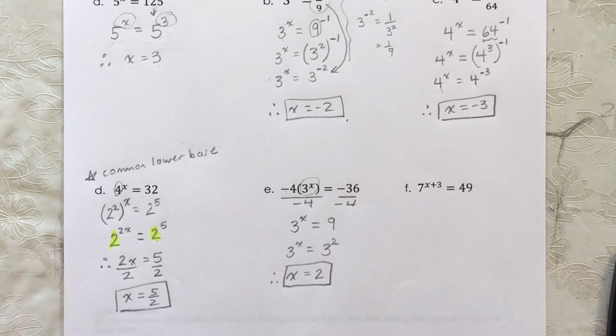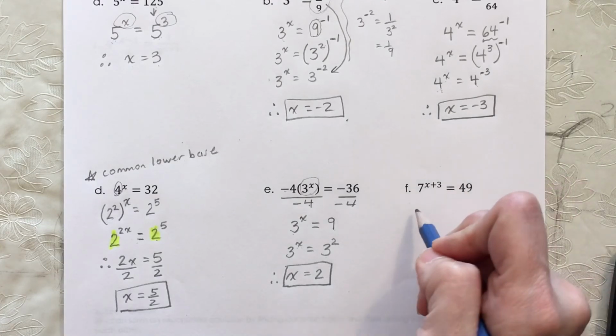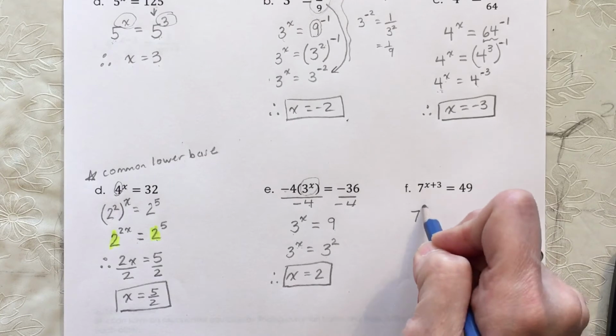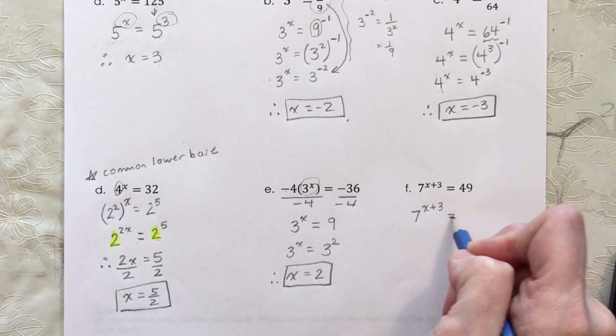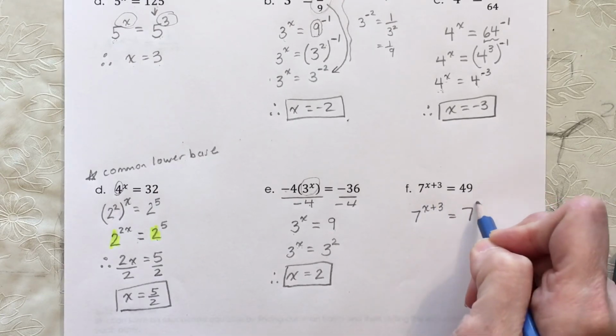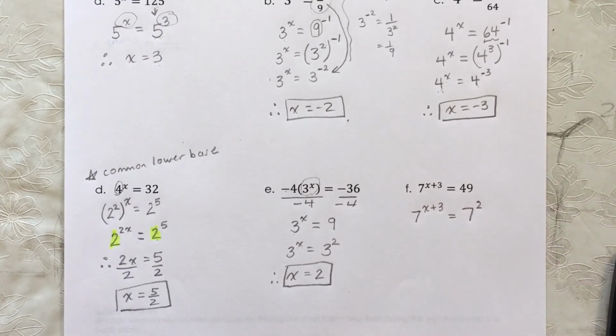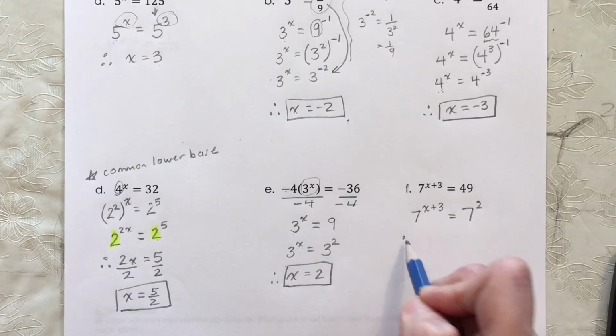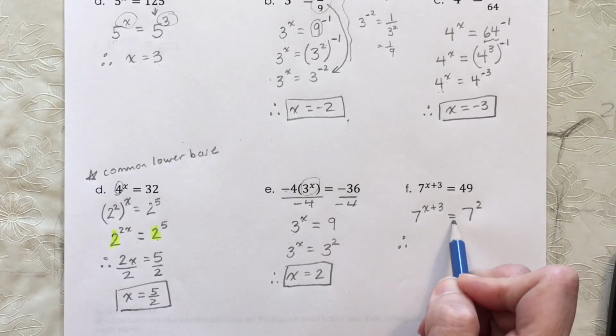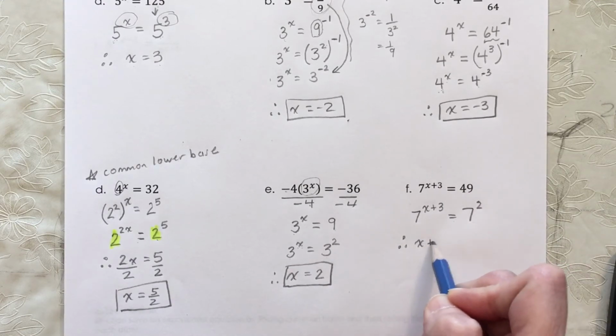Okay, so for f, 7 to the x plus 3 is equal to 49. All right, so in this case again, it is possible to write 49 as 7 to the power of 2, in this case, 7 squared. So we've got the same base on both sides. So the only way that this equality can hold true is if the exponents equal each other.